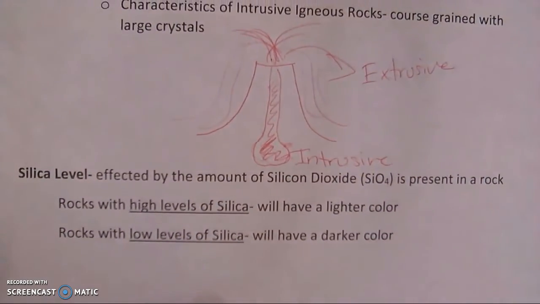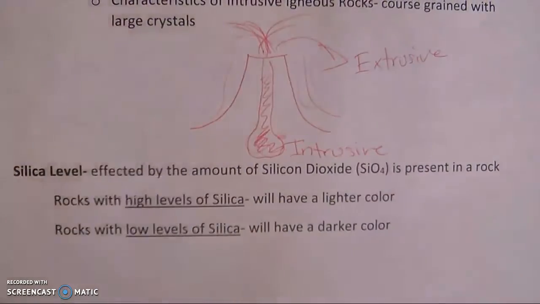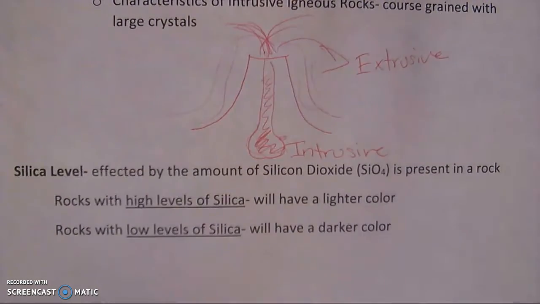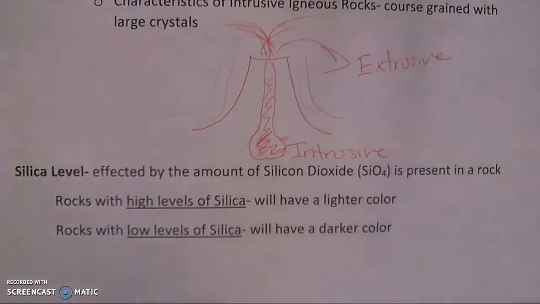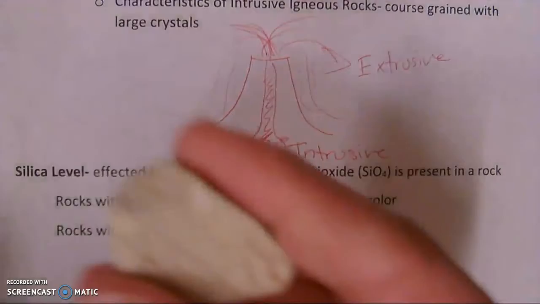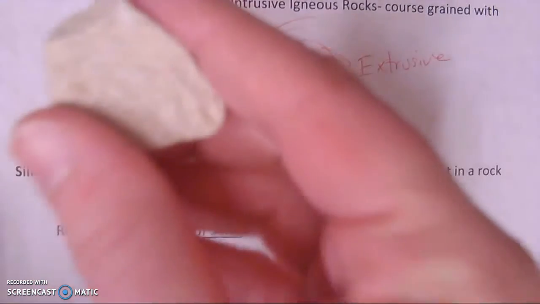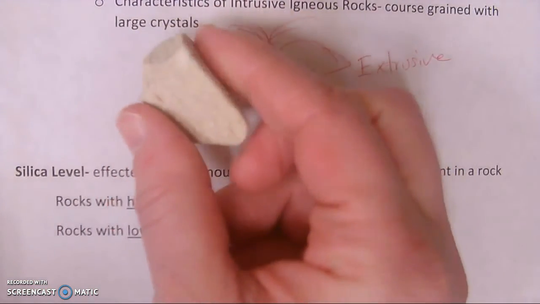Another characteristic that we use to classify igneous rocks is the silica level. The silica level is affected by the amounts of silicon dioxide present in a rock, and silicon dioxide is like a white powder. So when we have rocks with high levels of silica, that means that they have a lighter color because they have more of that white powder. So here's an example of a rock with high silica. It's white.